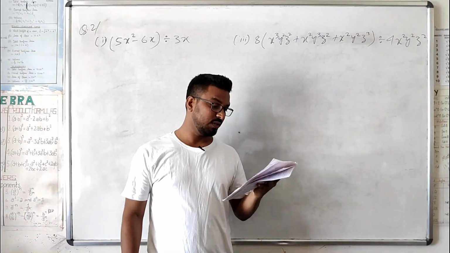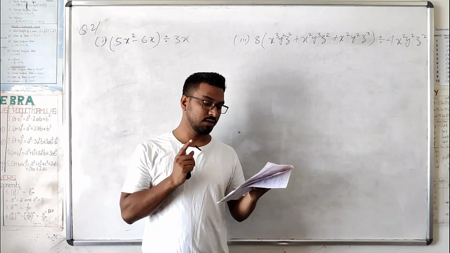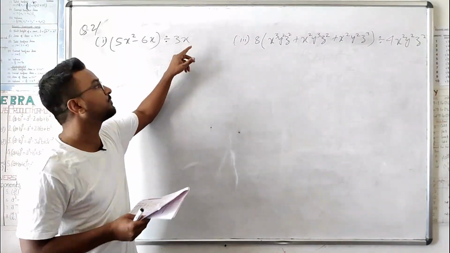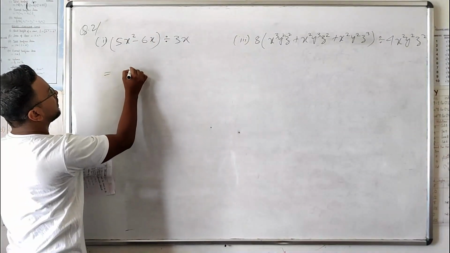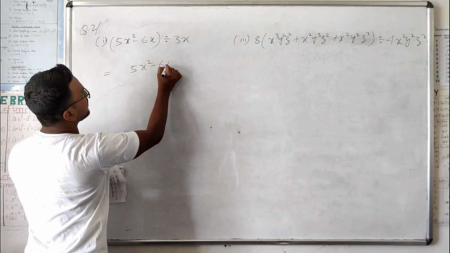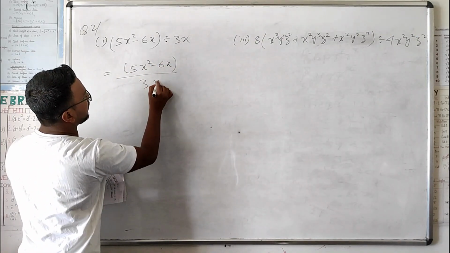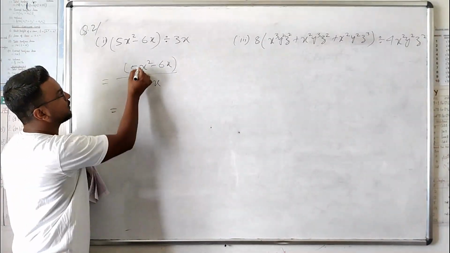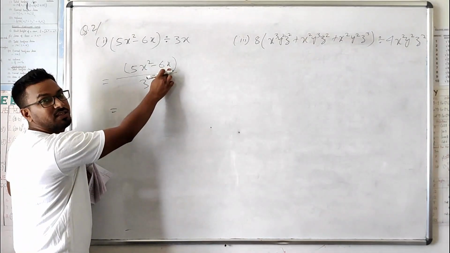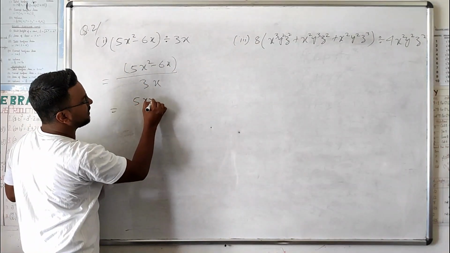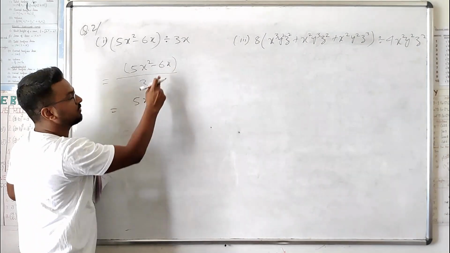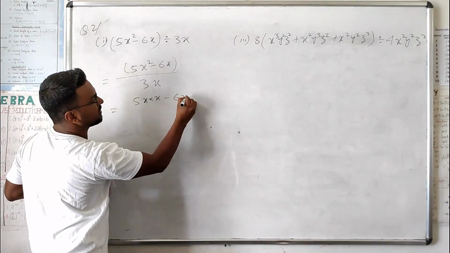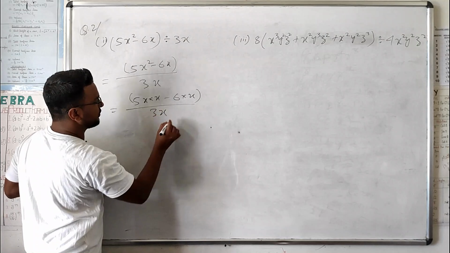So moving to question number 2, divide the given polynomial by the given monomial. Okay, so this is a polynomial and you have to divide by the monomial. So this can be written as 5x square minus 6x divided by 3x. Now what is common in this? We have to find first. So here the common factor is x, right? So you can write this one as 5x into x. The minimum power of x is 1, so you just separate it. So how many x was here? X square. So you can write x into x minus 6 into x divided by 3x.